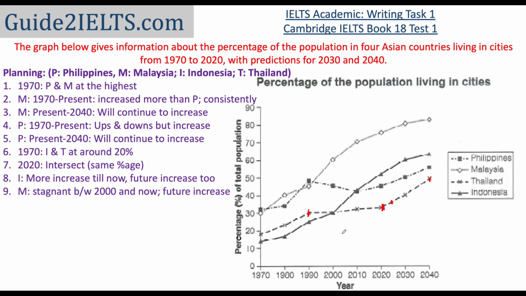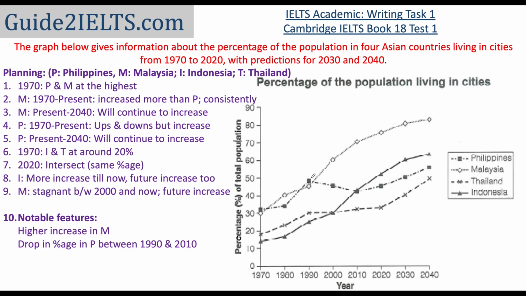So this basically gives me the information that I need for my body paragraphs and a tentative idea of in what order I would want to write it in my answer. Besides this, during the planning stage, I look for any notable features in the graph which should be mentioned in the writing. One such feature is that even though all 4 countries see an increase overall, the increase is much higher in Malaysia. Another one could be this drop in percentage in case of Philippines, because except for this part, everywhere in the graph, either there is an increase or there is no change.